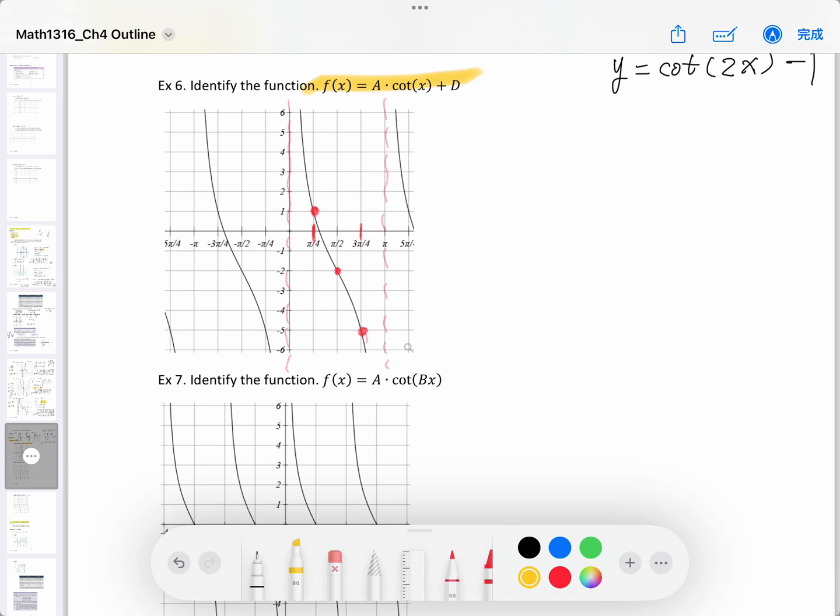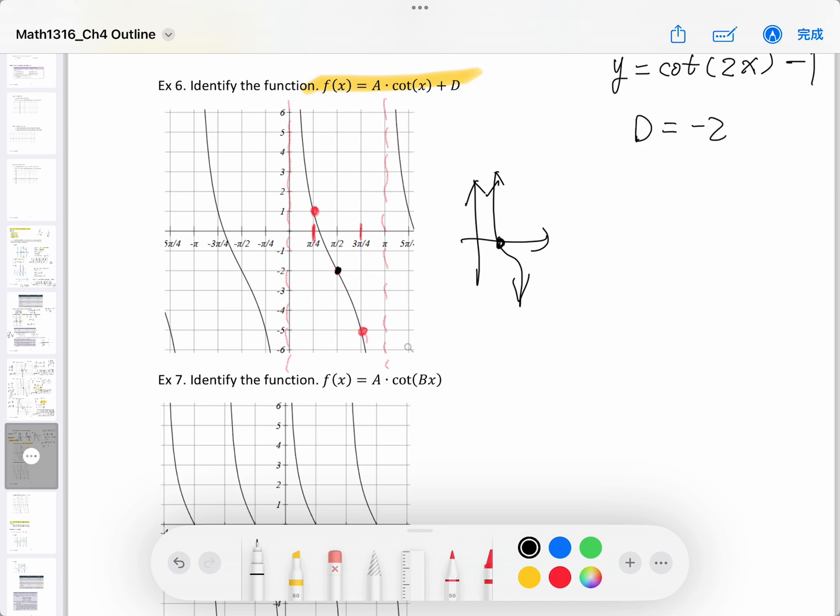So this is a cotangent function. For the cotangent mother function, the middle point is here, y is equal to 0. So the middle point has been shifted down 2 units. That means d must be -2.